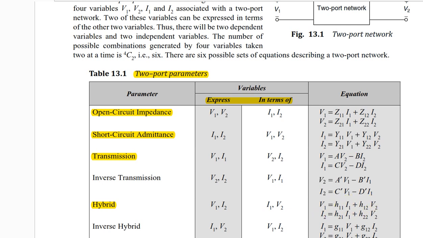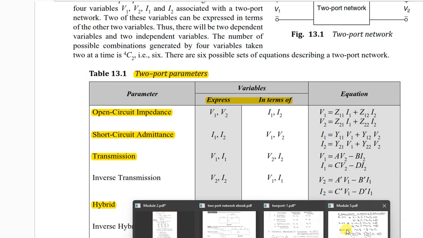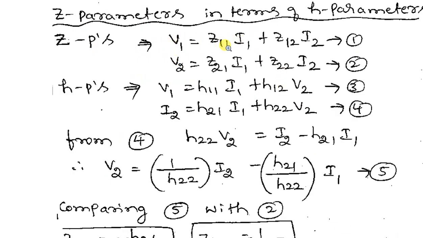So these two equations in Z parameters you have to write first. Equations number 1 and 2 are the Z parameter equations because we are expressing Z parameters. The next two equations are those in terms of H: V1 and I2 are expressed in terms of I1 and V2, with parameters H11, H12, H21 and H22. So the four equations are ready.